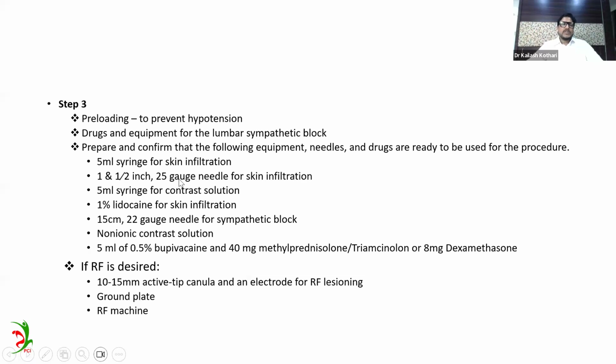What I take is a 5 ml syringe for skin infiltration, hypodermic needles of different gauge and different length, and lidocaine for local infiltration. Normally you need a 15 centimeter, 22 gauge needle. We have two types of needle available here, from Biogen and BD, and there are some local manufacturers from whom you can get these needles also.